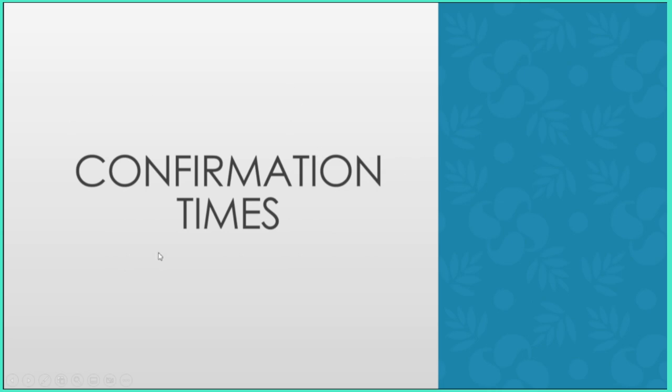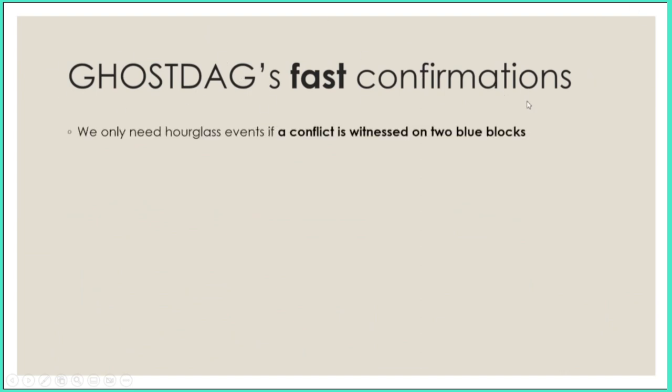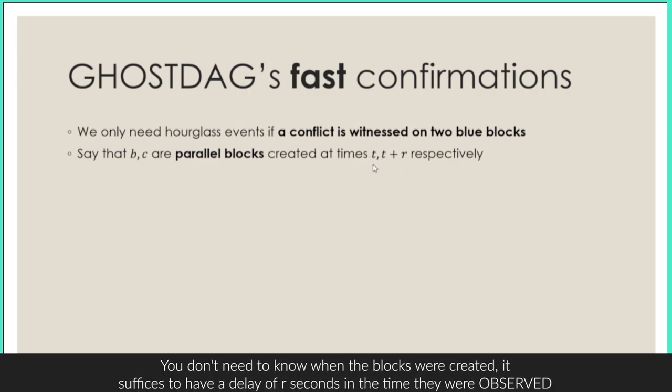Now I just have to say something about why this hourglass thing doesn't harm confirmation times, and why we have these fast confirmations that we love so much. The idea is that, say we have two blocks, B and C, and these blocks are parallel in the sense that they don't know each other, and they were created at times T and T plus R. Say T is 2 o'clock and T plus R is 2 o'clock plus 10 seconds.